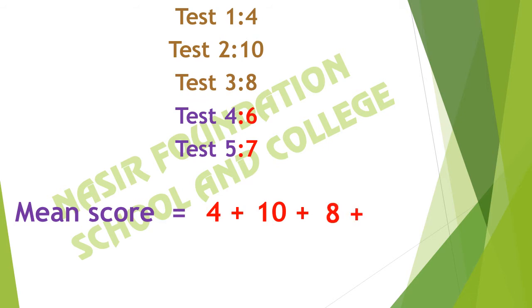In test 4 she got 6 marks. We will add 6 in it. And in test 5 she got 7 marks. So we will add 7. As according to the formula, we have to divide sum of values by number of values. So there is the sum of values. We will divide it by number of values, that are 5.